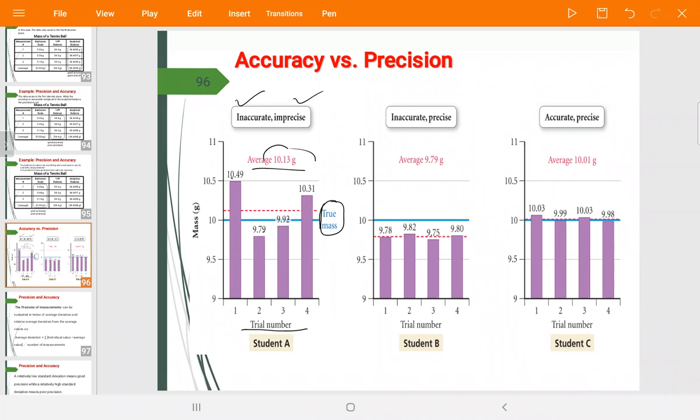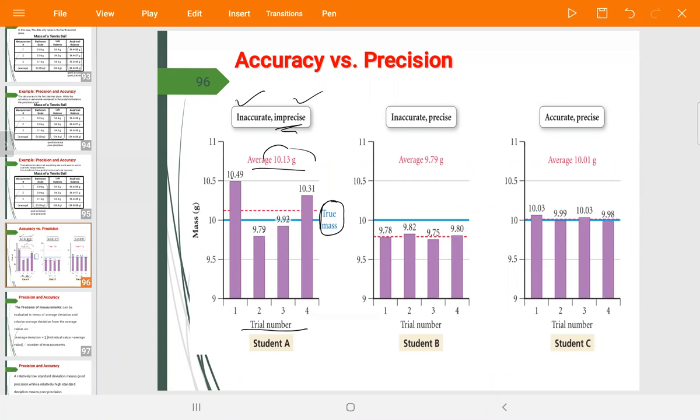Okay? I'll show you later on how to come to this conclusion, especially whether the measured value is precise or imprecise. There is a rule to come up to this conclusion. But because now these values, you have to compare it to these three students. This is relative. So student A relative to B and C is inaccurate and imprecise.